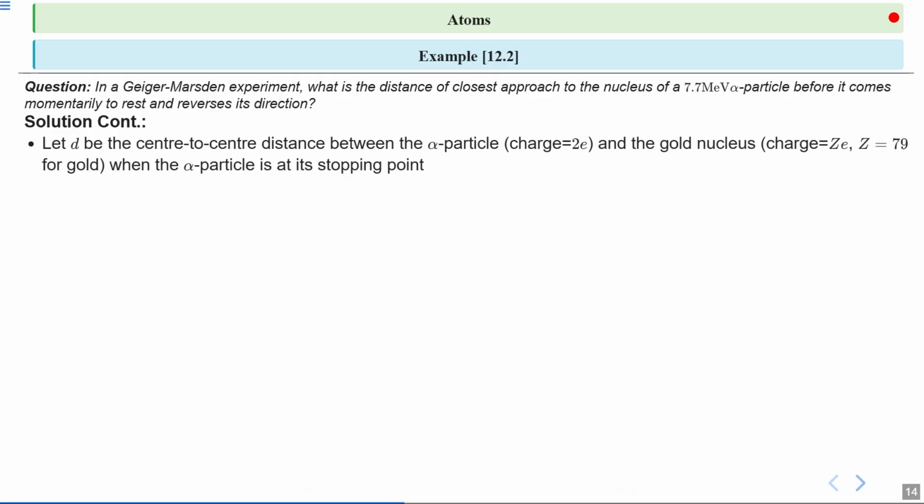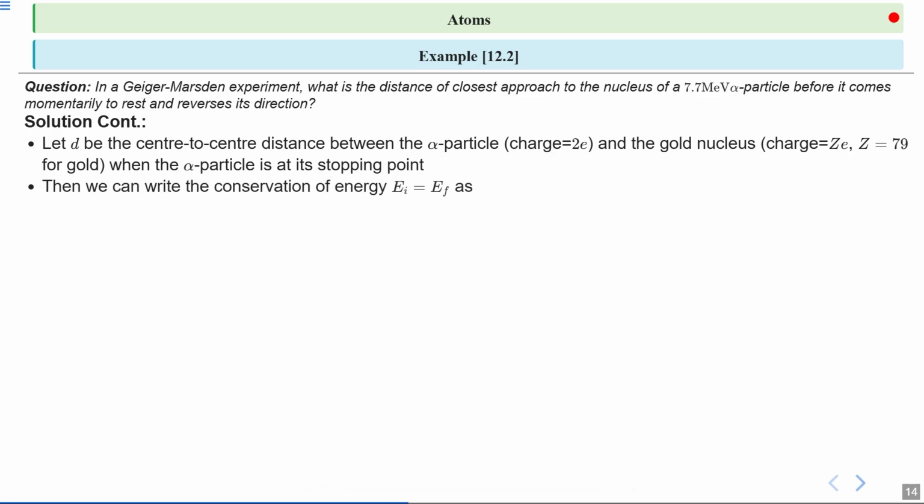So we'll define the distance between the center of the alpha particle and the center of the gold nucleus at the stopping point as D. Now, the alpha particle has a charge of 2e, and the gold nucleus has a charge of Ze, where Z is 79 for gold. And e is the elementary charge, whose value is 1.6 times 10 to the power minus 19 coulomb.